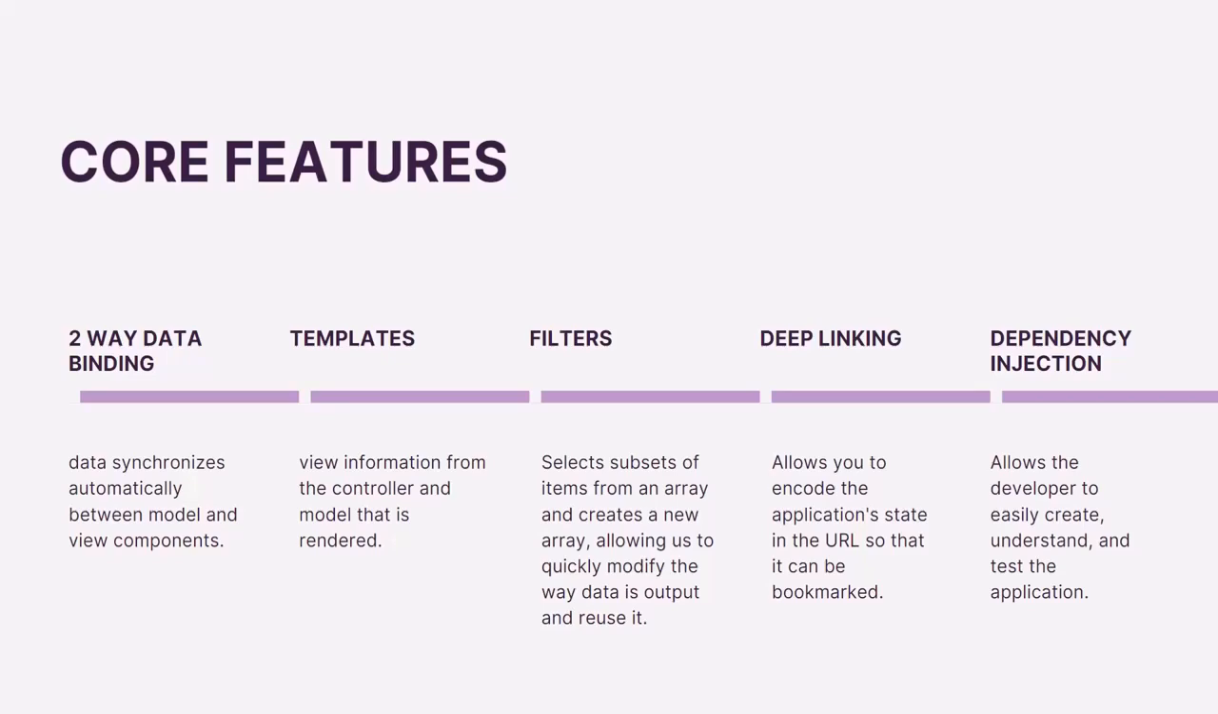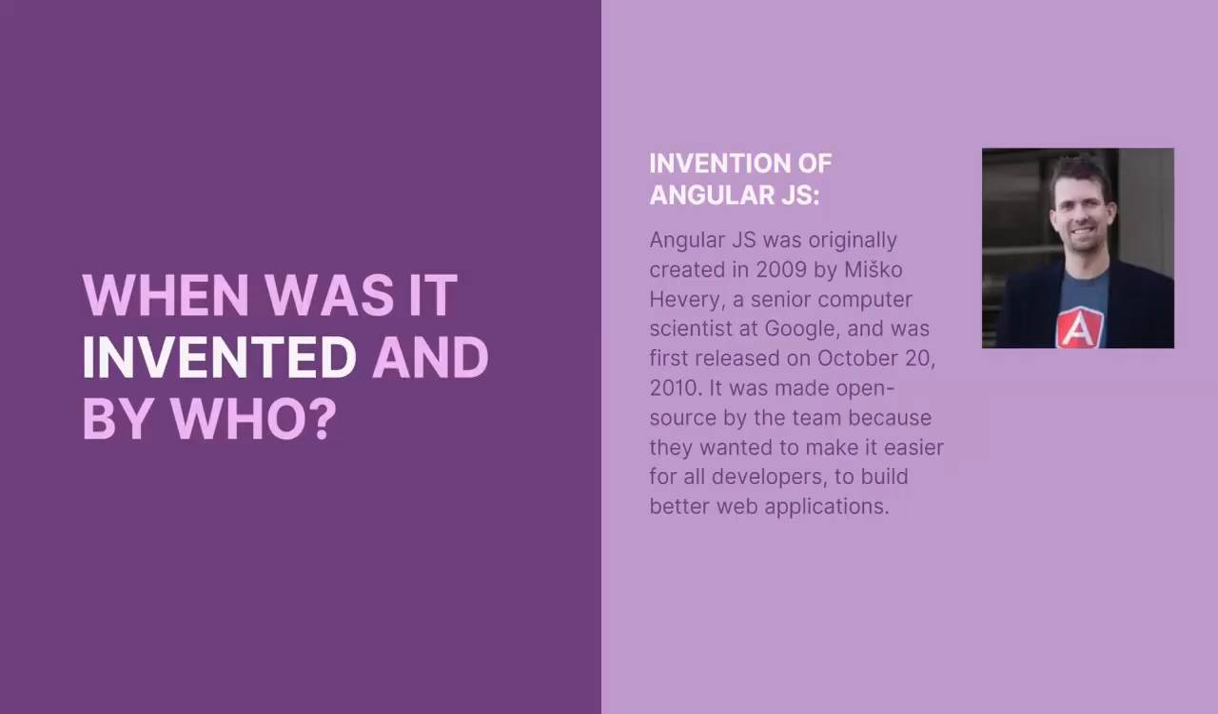Now let's see when AngularJS was invented and by whom. AngularJS was originally created in 2009 by Misko Hevery, a senior computer scientist at Google, and was first released on October 20th, 2010. It was made open source by the team because they wanted to make it easier for all developers, not just Google developers, to build better applications.